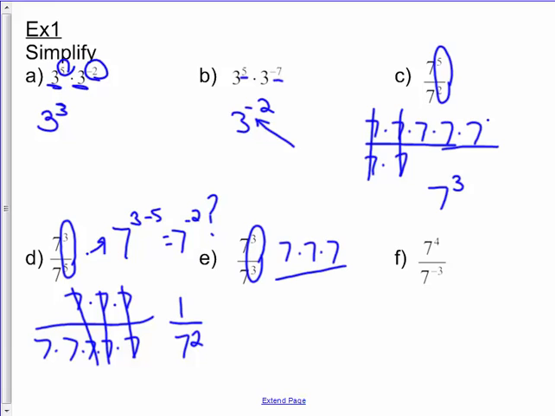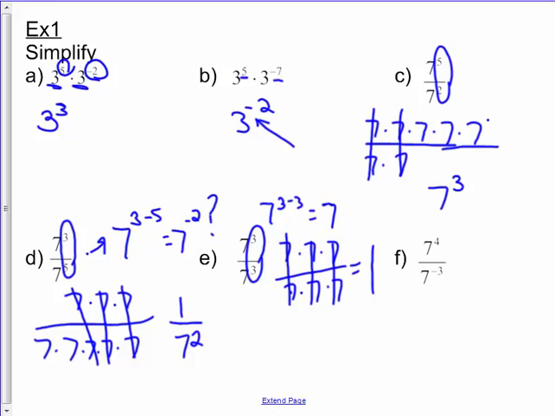In E, 7 to the 3rd over 7 to the 3rd. 7, 7, 7 over 7, 7, 7. Well, these are going to cancel out. 7 divided by 7 is 1, three times. What am I left with? Just 1. Which makes sense. I have the same thing on the top and bottom. When I have the same thing on the top and bottom, I'm going to get 1.